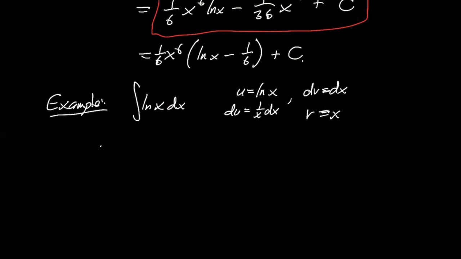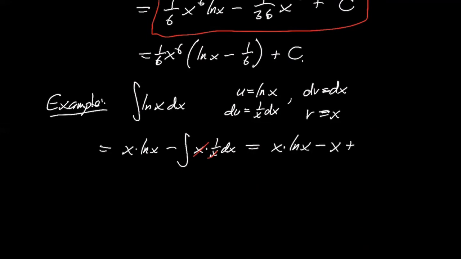Okay, so that equals u times v, which I'll just write x times ln x, minus the integral of v du. And again, this is nice. We get 1 over x times an x. So we get x times 1 over x dx. X's cancel. And we get minus the integral of 1, which is just another x. So we get x times ln x minus x plus c. Okay. So there is an antiderivative for natural log of x. It's x ln x minus x.